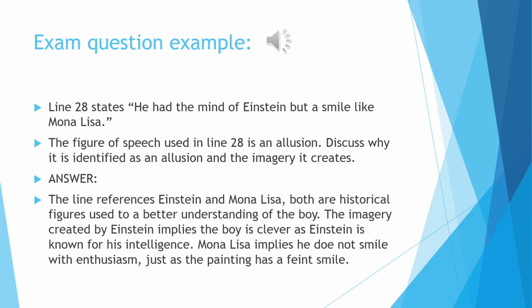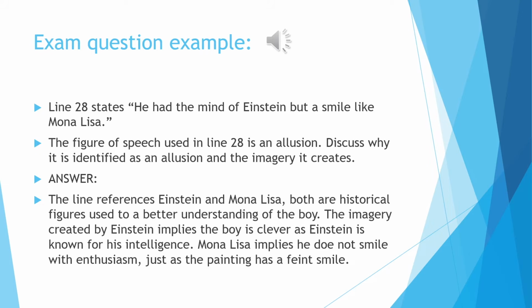The exam question we're going to look at now is an example of allusion. We start off with: line 28 states, he had the mind of Einstein but a smile like Mona Lisa. So let's analyze this really quickly. The mind of Einstein, we now know it's an allusion because we are referring to a famous or historical person, right, Einstein, and we are also then later referring to a very historical painting, okay? Those are both being used to create imagery about this person in question, right?